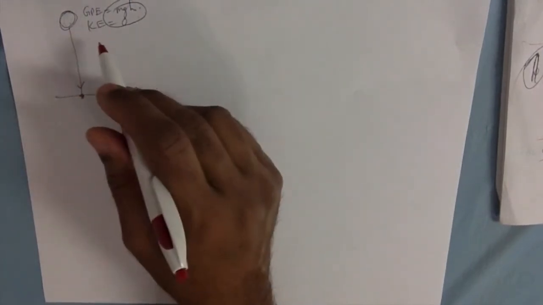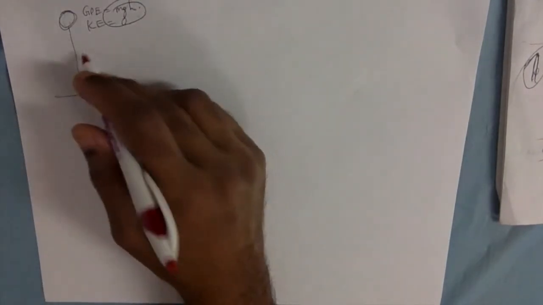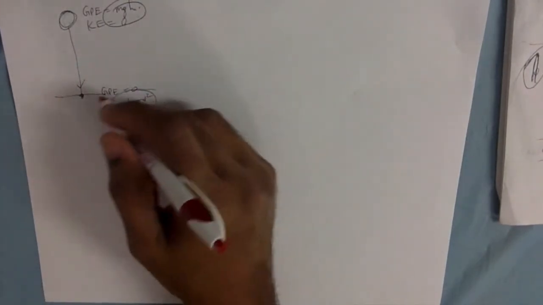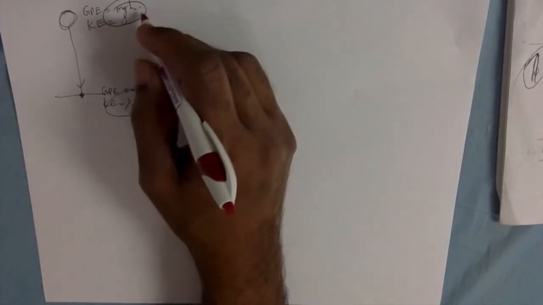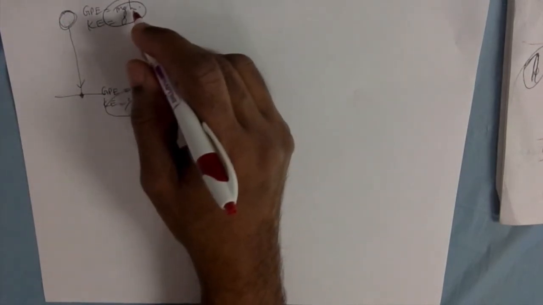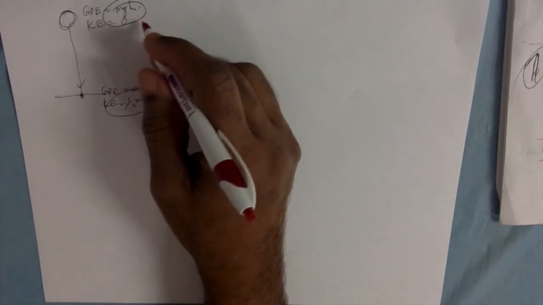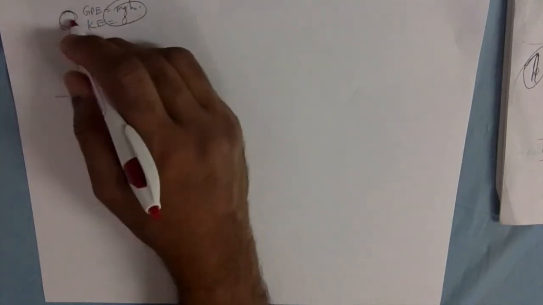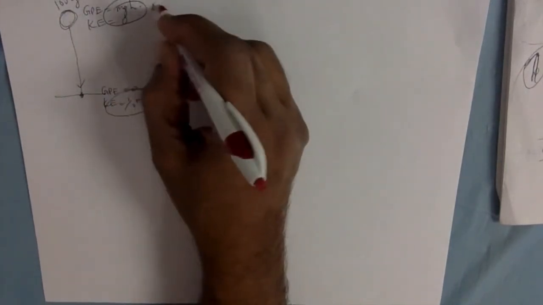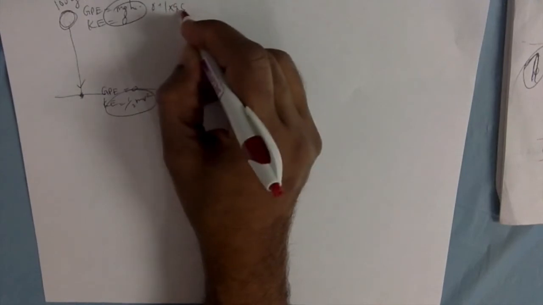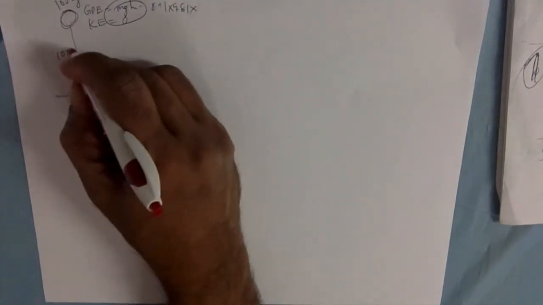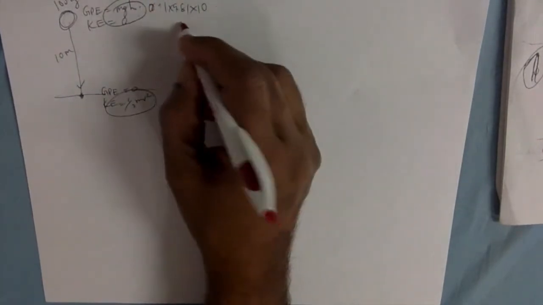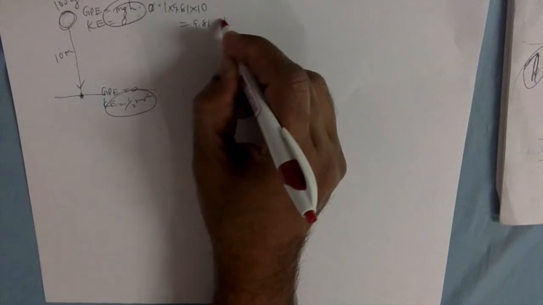Now, if air resistance is there, then they will tell you the air resistance. So let's find out this. If the mass of the object is 100 grams, it'll be 0.1 times 9.81 times the height, suppose it's 10 meters. And the answer is going to be 9.81 joules.